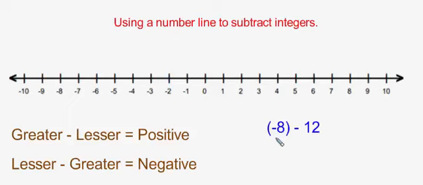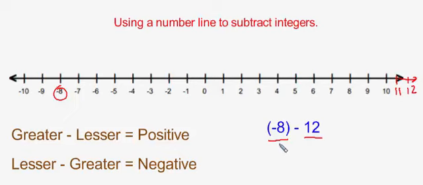This time I'm going to take a negative and subtract a positive. So I have the integer negative 8, which is here on the real number line. I'm subtracting the integer 12, which I don't even have on my number line. I'll have to extend it out to 12.